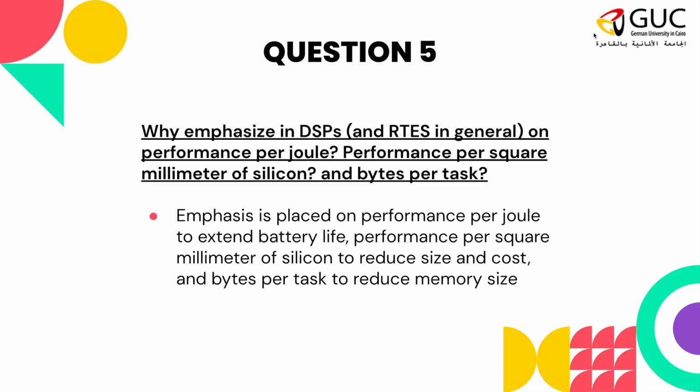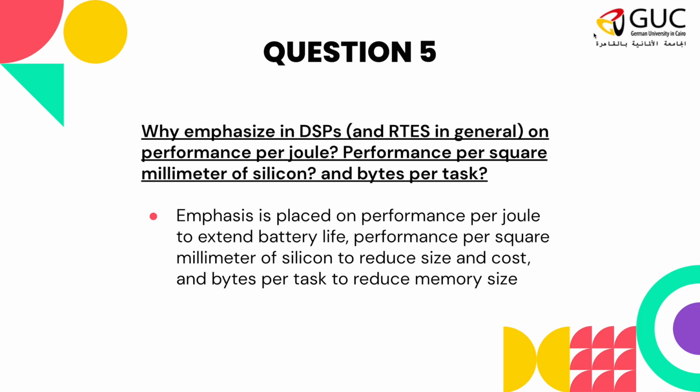Finally, bytes per task. So here we are saying bytes. Bytes is a unit of what? It is referring to the memory. Therefore, bytes per task is to reduce the memory size. Because if I focus on making our computation use less memory and the data is smaller, we can store it. Therefore, we will reduce the memory size, which will also reduce the cost.